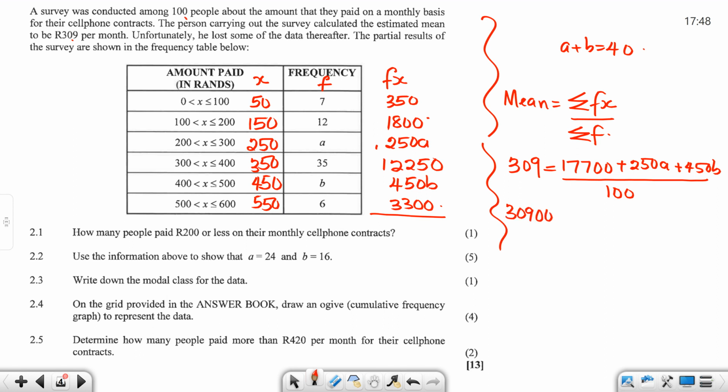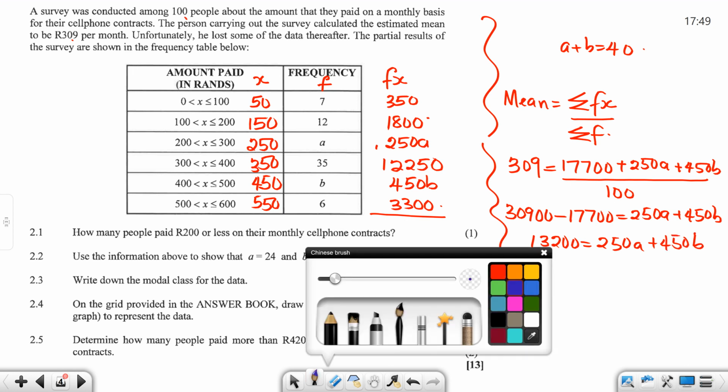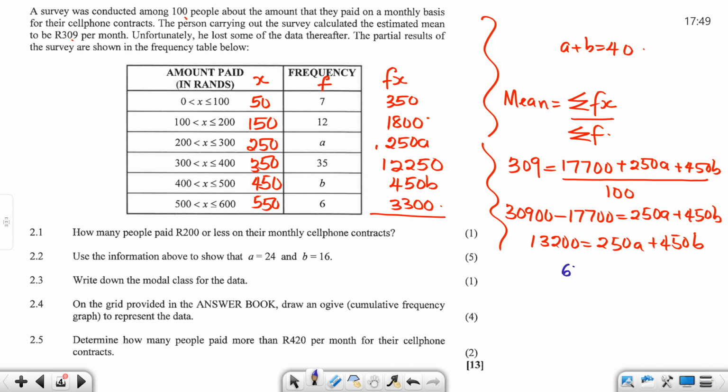30,900. If I bring the 17,700 here, 17,700 equals what? 250A plus 450B. What would that give you? 13,200 equals what? 250A plus... Oh, so we have our second equation. What was the other equation? 40. All right, the choice is yours on how you want to solve this.